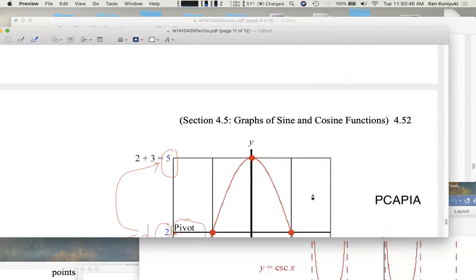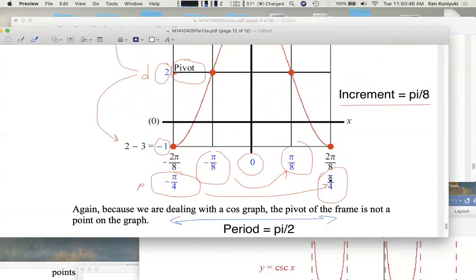And that's where the period is embedded in the graph. It's this right x-coordinate minus this leftmost x-coordinate. It's the width of this cycle. Do not put the period here if the number here is not 0.